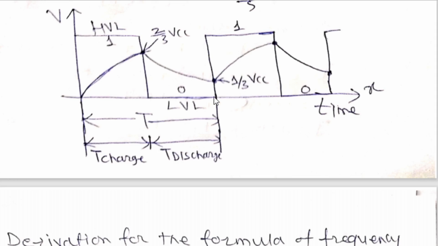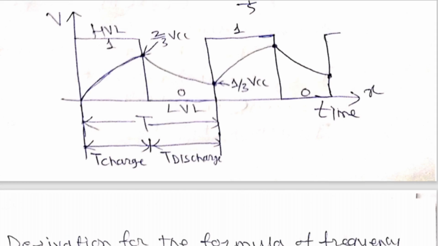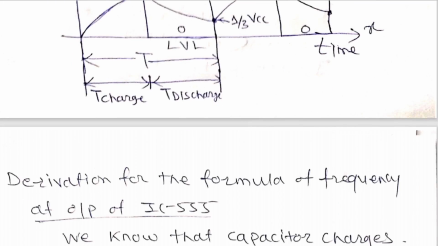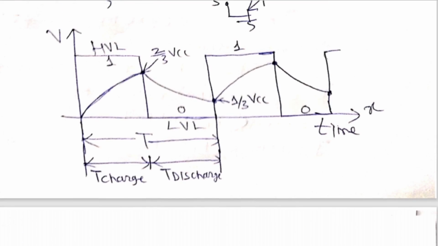And if you have understood this, then it is very simple. In the beginning, whatever we have considered, our switch was open and the output Q was 0. But in the beginning only, the capacitor starts charging from 0 to 2/3 VCC. And later on, the capacitor will start charging from 5 volt, that is 1/3 of VCC, to 2/3 of VCC. So here in the diagram, it is very clear.